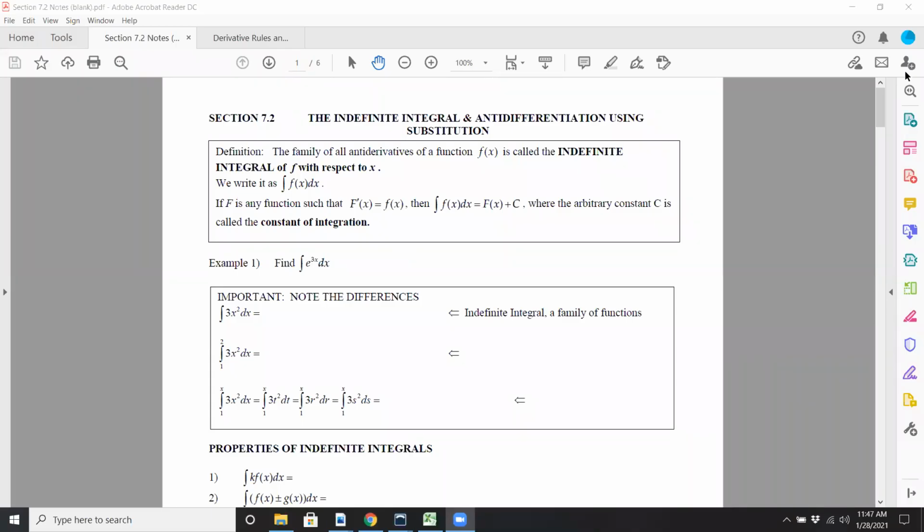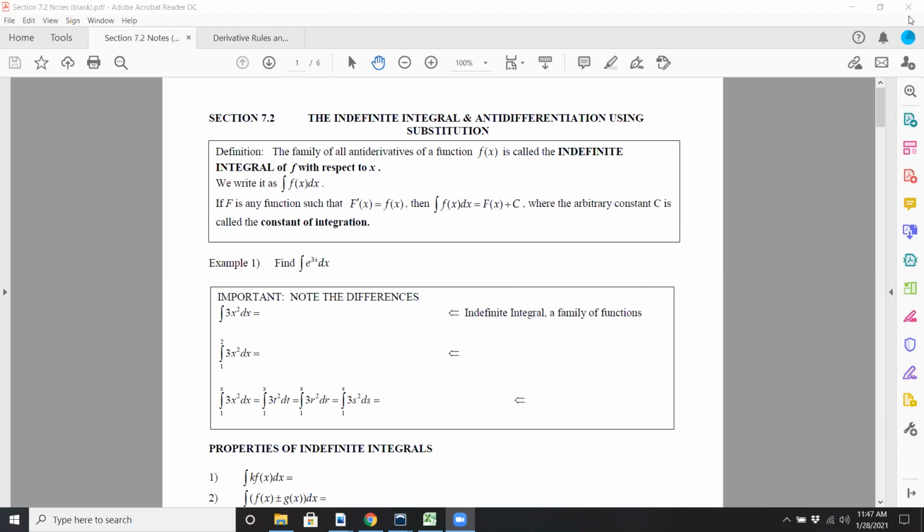Hey there, welcome to a video discussing section 7.2 on the indefinite integral and anti-differentiation using substitution. So let's first define an indefinite integral, how it compares to a definite integral, which I actually have as a question on the Google form that goes with this video.